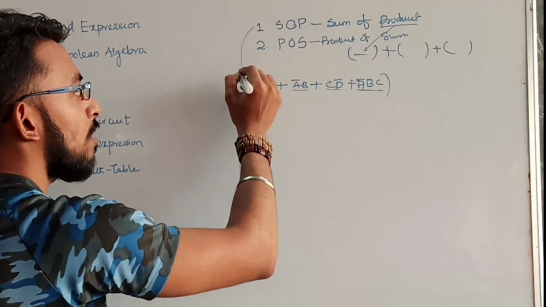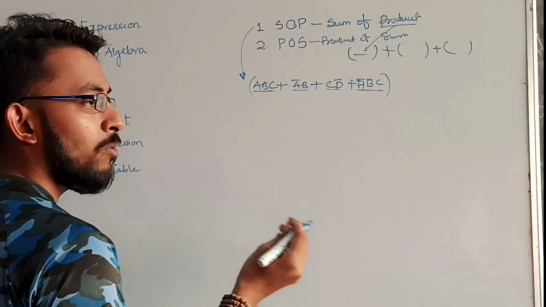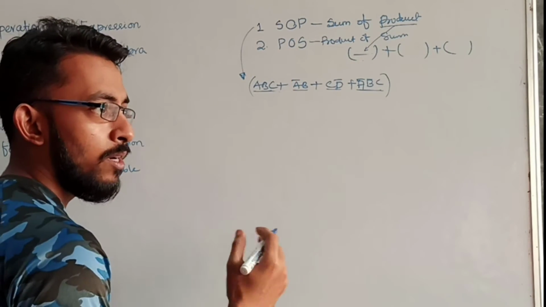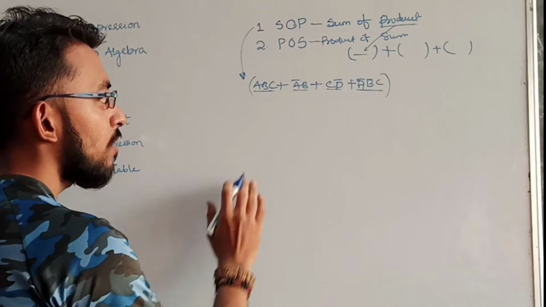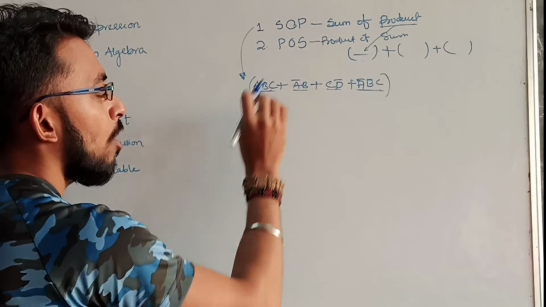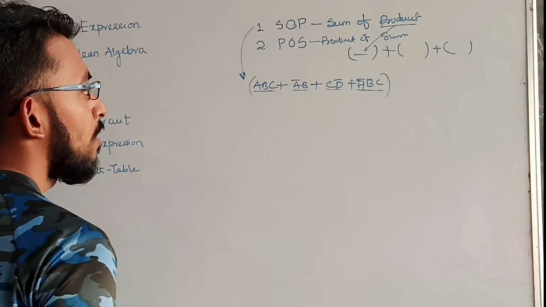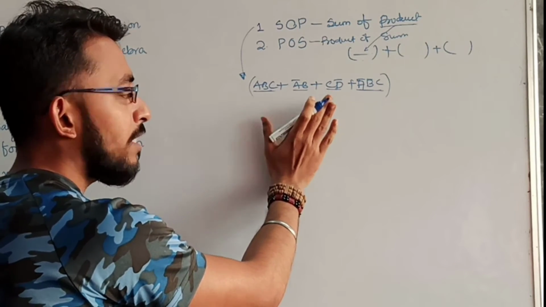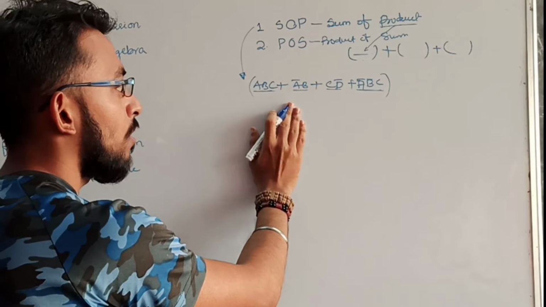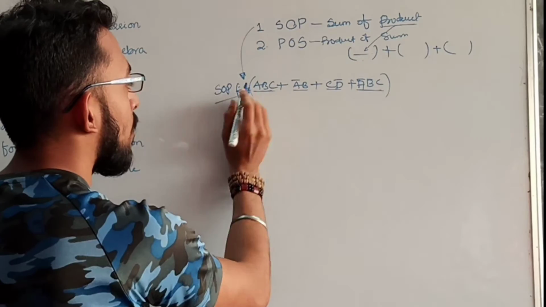Let's first understand this one clearly. Once you understand sum of product, you will automatically come to know what product of sum is and what to do with product of sum terms. So this is the representation of sum of product: product terms, then they are summed. This is the sum of product form, but these are not standard sum of product forms.